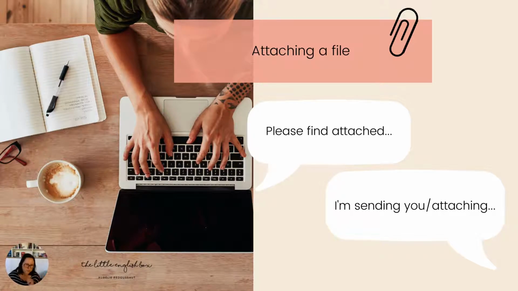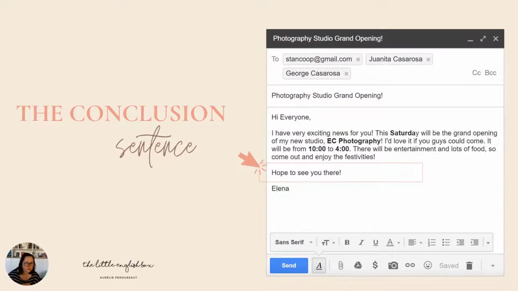So I'm just giving you the main structure vocabulary. The conclusion sentence, this one is not mandatory if you don't want to use it. You can simply skip this part and go directly to the signature. However, I recommend you to use it because it's kind of nice to finish an email, and this is where you also use polite language.